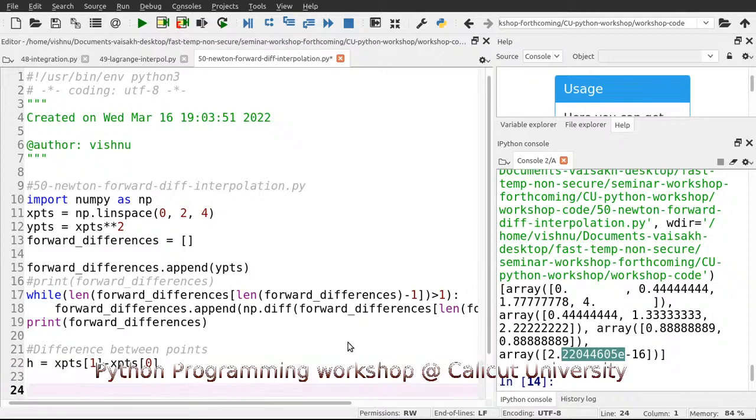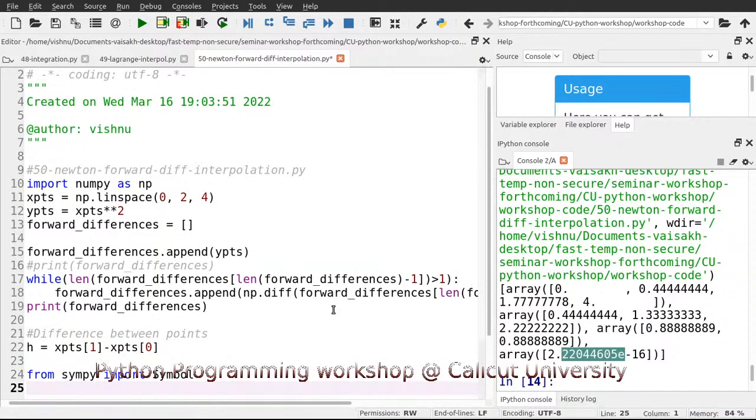What is it? Why is it giving this? Okay. After evaluating this h, we usually evaluate something called a polynomial p. p is taken to be equal to x minus x naught by h. So x is required. So let us take from sympy import symbol and create the variable or symbol x.